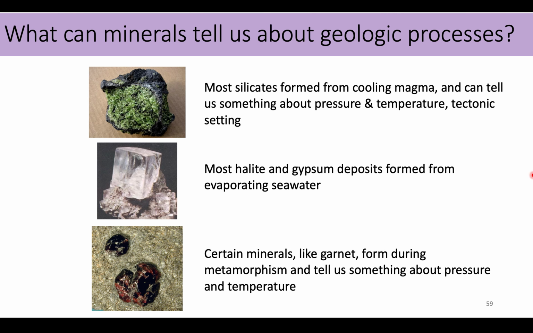We can also determine what features used to be present on Earth. So if we find a huge amount of halite and gypsum, for example, we can guess that there used to be seawater in that location. And then there are certain minerals like garnet, which is here. They form in metamorphism. And these minerals that form in metamorphism can tell us quite a bit about the pressure and temperature that certain rocks have undergone in their past. So minerals give us a lot of clues about the geologic history of the rocks in which they reside or in which they have formed.